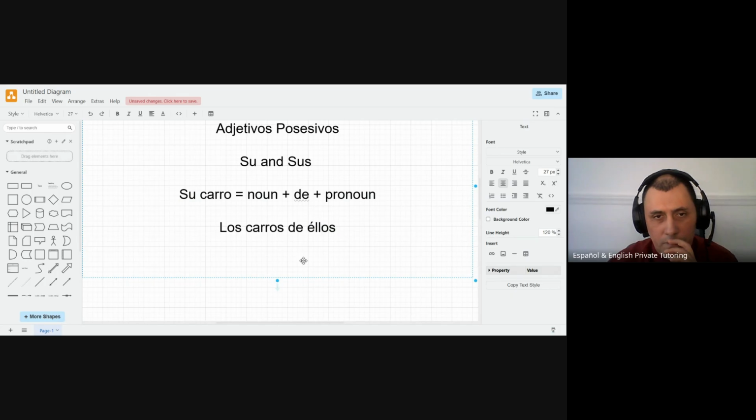As I said before, su and sus have nothing to do with the pronoun. They agree in number only with the noun they are describing. So carro here is singular, so this one has to be singular as well.